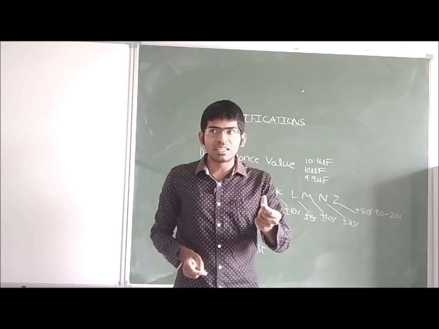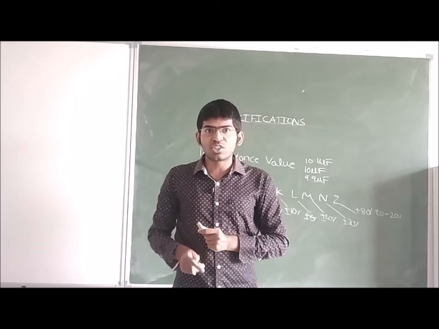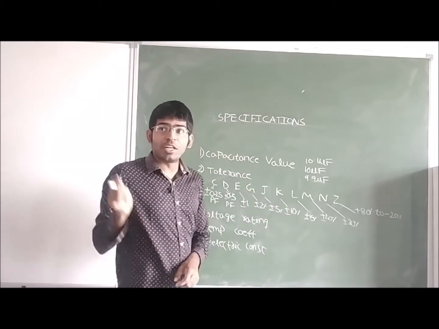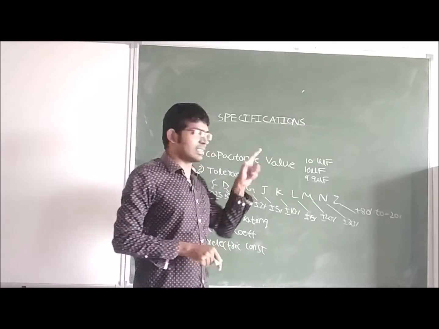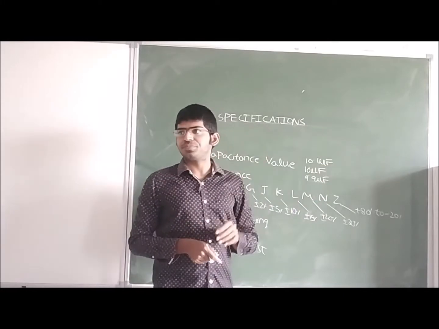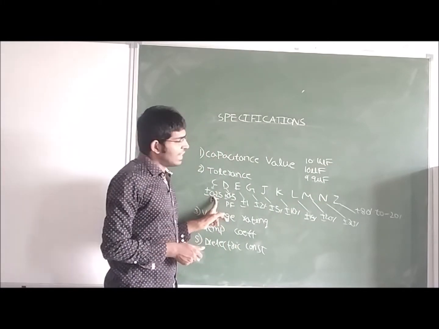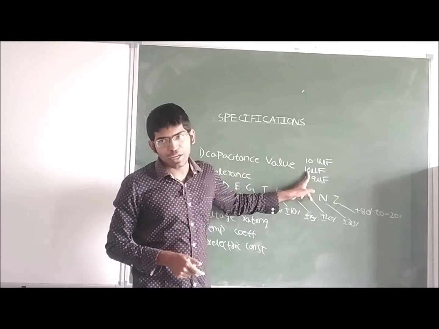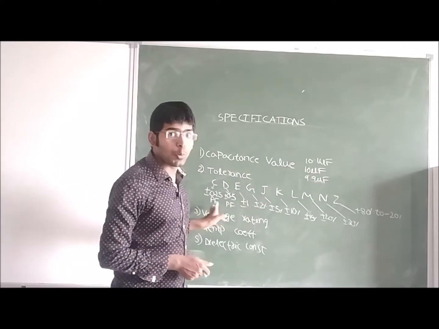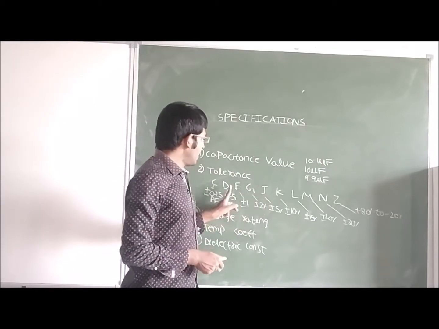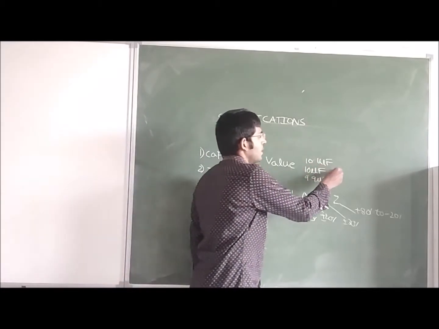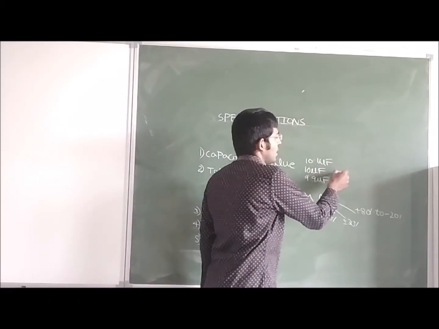For the resistor, to indicate this tolerance, we used color bands. Here in the capacitor, to indicate the tolerance, we use the letters C, D, E, J, K, L, M, N, Z. C indicates that in this capacitor there might be changes in the range of plus or minus 0.25 picofarads. Similarly, D indicates the same if I write 10 microfarads and D.